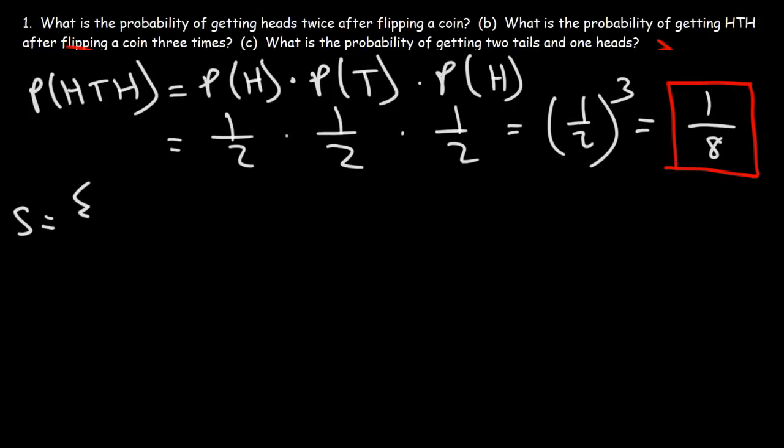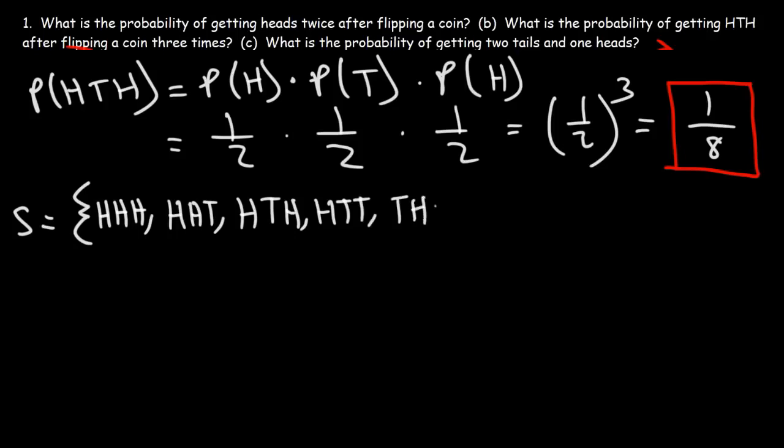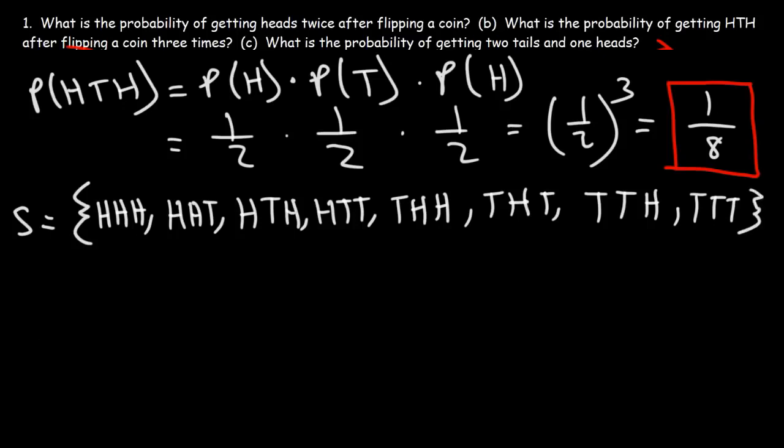Now let's confirm it. Let's write out the sample space for flipping 3 coins. So we can get all 3 heads, or it could be heads, heads, and then tails, or it can be HTH, or HTT, THH, and so forth. So these are the 8 possibilities that we can get when flipping 3 coins. So notice that there's only one out of these 8 possibilities that leads to the event that we want. And so that's why the probability is 1 out of 8.